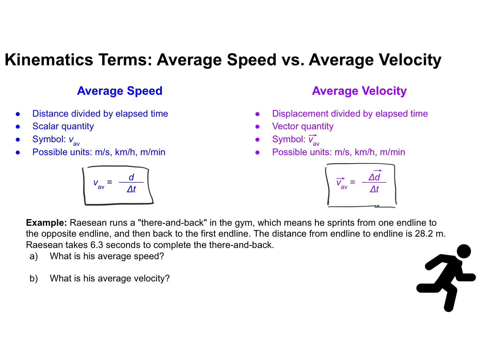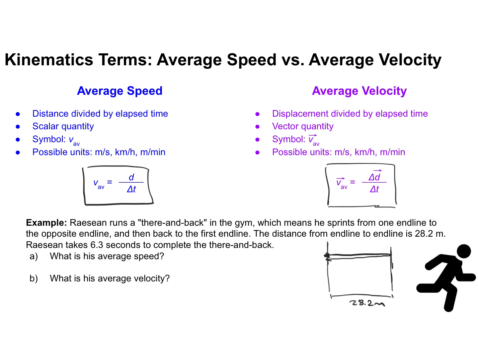I'm going to draw a diagram first, actually. So we have the gym, and this can be the one end line he starts at. And this can be the opposite end line. And the there and back looks like this. He sprints to the other end line, touches the line, turns around, and sprints back. Each direction has a distance of 28.2 meters.